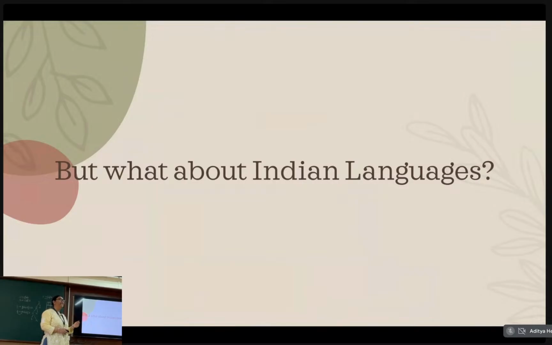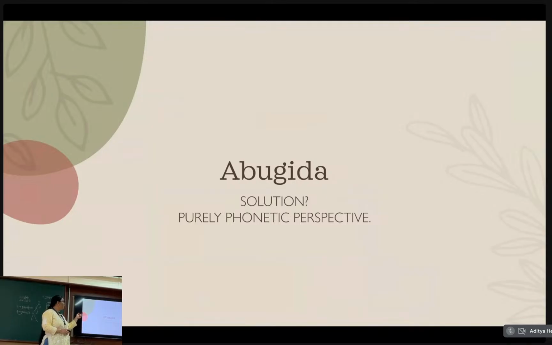But what about Indian languages? Indian languages are notorious for having variations in their spellings, right? You can spell the same word with a T or with a TH, it doesn't matter. So Indian languages are also called abugida languages, which means the same letter can have the sound of a consonant and a vowel in it, which makes it 10 times more difficult to implement search. So what solution could possibly be implemented?